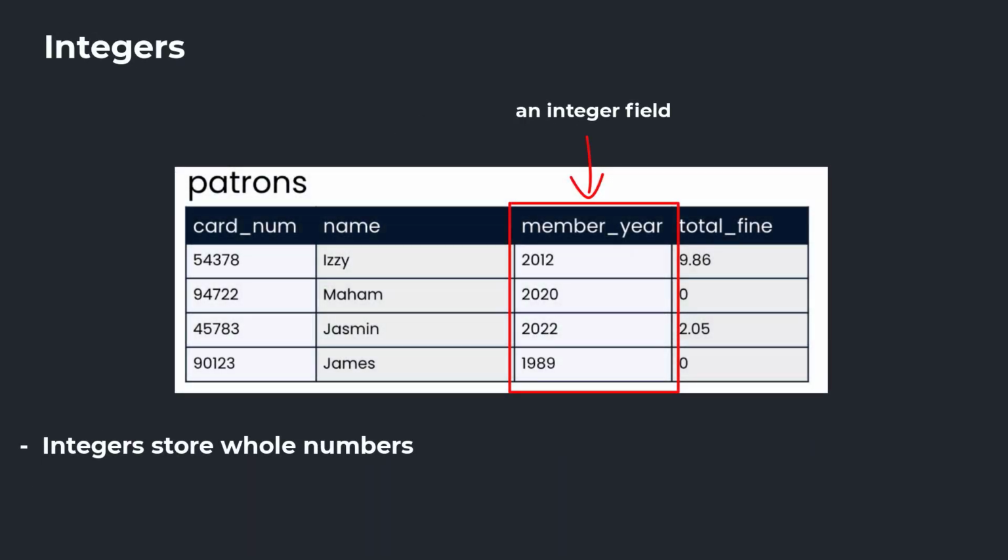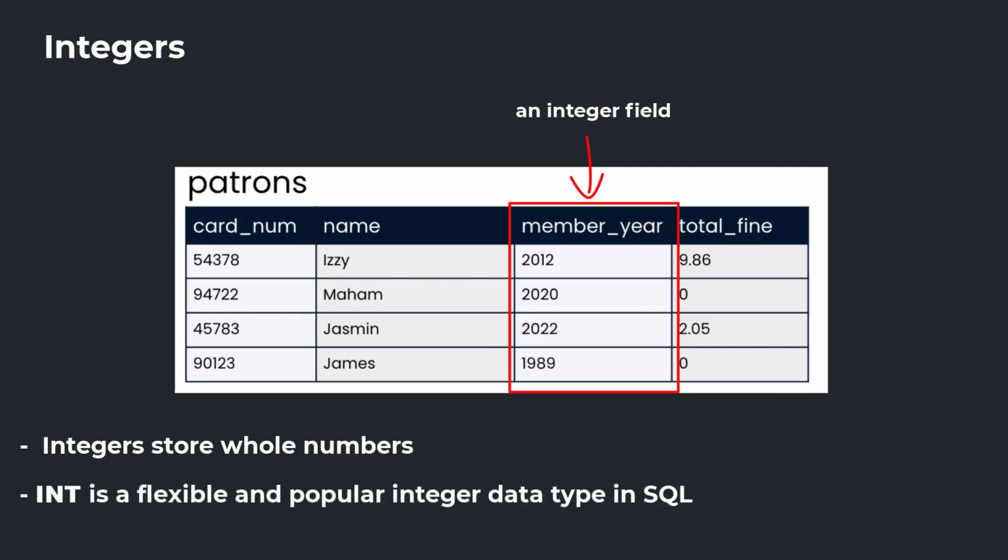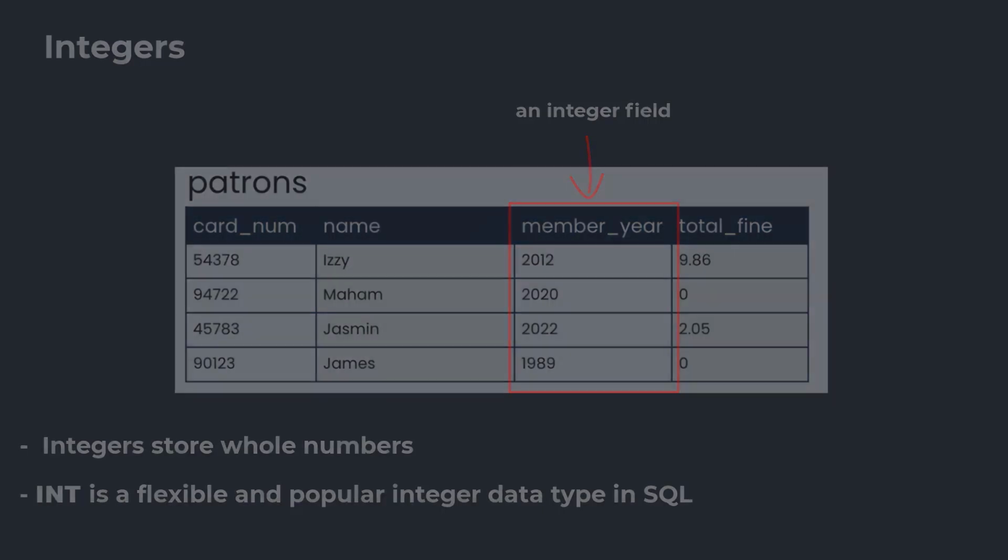Integer data types store whole numbers, such as the years in the member year column of the patrons table. Just as with strings, SQL offers a few different data types for storing integers, depending on how big the numbers we'd like to store are. Int, a common SQL integer data type, can store numbers from less than -2 billion to more than +2 billion.